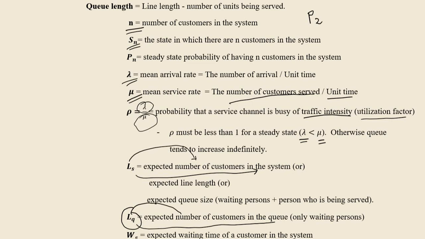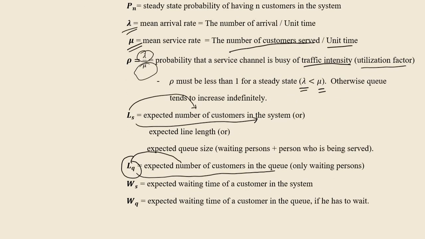The next notation is Ws. Ws is the expected waiting time of the customer in the system. So W denotes expected waiting time, and S denotes system. If you keep this in your mind, it is good. That is, Ws denotes the expected waiting time of the customer in the system. In a similar way, Wq denotes the expected waiting time of a customer in the queue if he has to wait. That means we are only including the persons who are waiting. We are not considering the persons who are getting service.